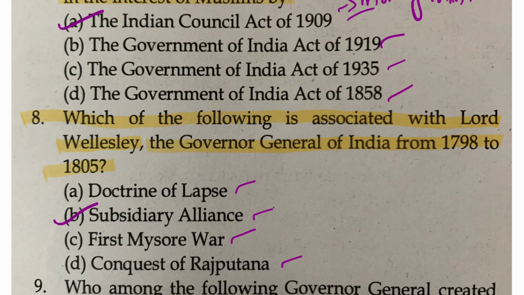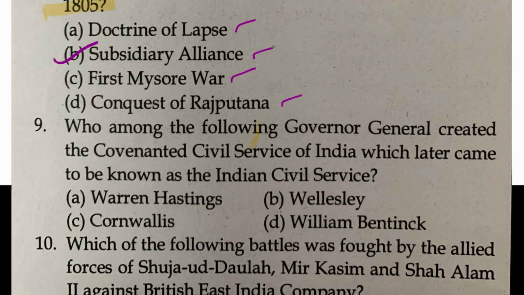Lord Wellesley remained Governor General of Fort William from 1798 to 1805. The subsidiary alliance is a policy started by Lord Wellesley. The subsidiary alliance system was a treaty between the company and the Indian native rulers. In return for a payment or subsidy, the company would place garrison troops in the ruler's territory to fight against their enemies.